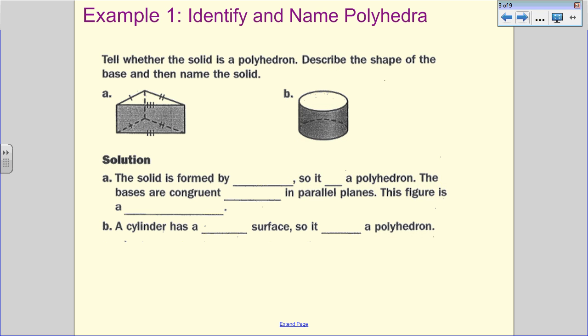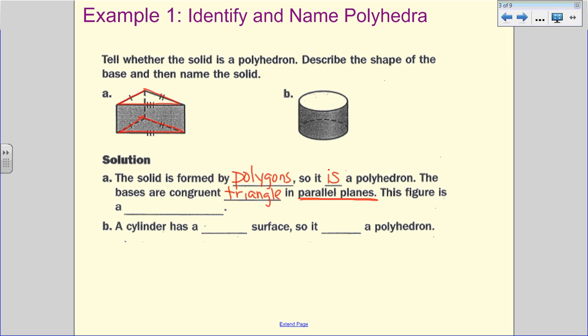So the solid in A is formed by polygons. All of those are either rectangles or triangles. And so because all of the sides are formed by polygons, it is a polyhedron. So we're taking that polygon, stretching it to three dimensions and calling it a polyhedron. The bases are what we would call congruent triangles. So we have a triangle here at the top, a triangle here at the bottom. And the bases are parallel.